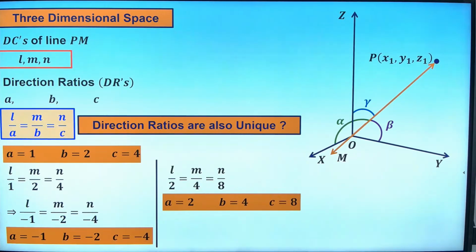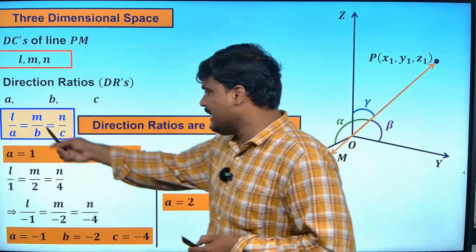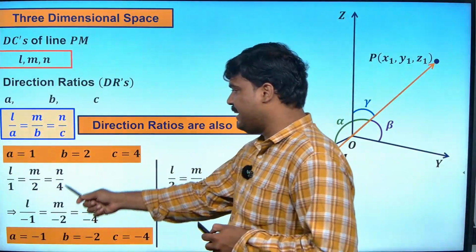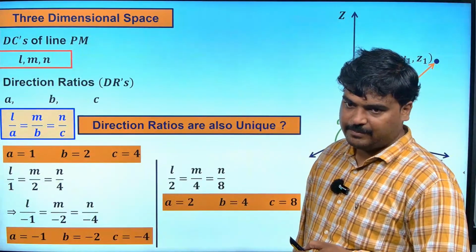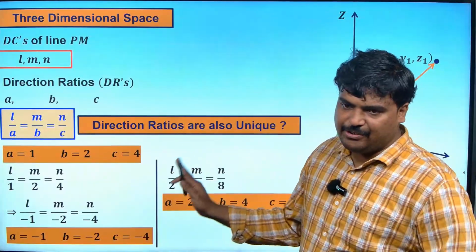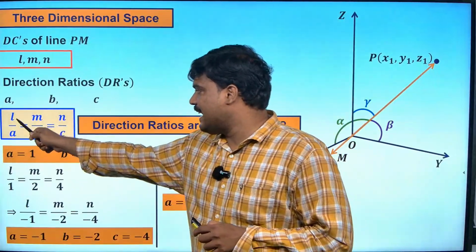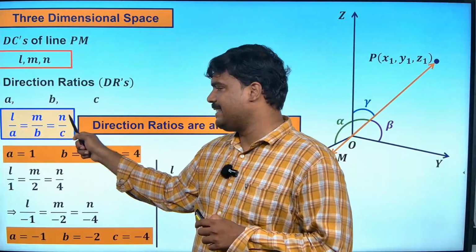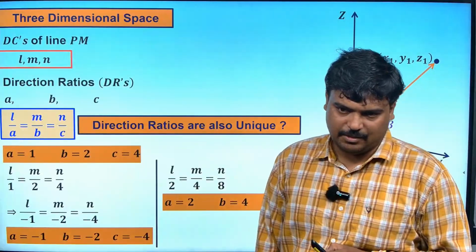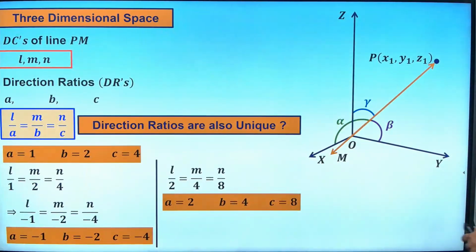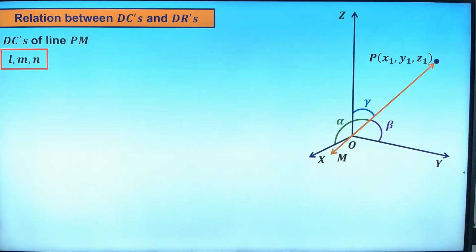I want to make A, B, C where L by A is equal to M by B is equal to N by C. I want a number which makes L by A equal to M by B equal to N by C. Anyway, for now look at it like this. So I'm getting different values, so it cannot be what? Unique.